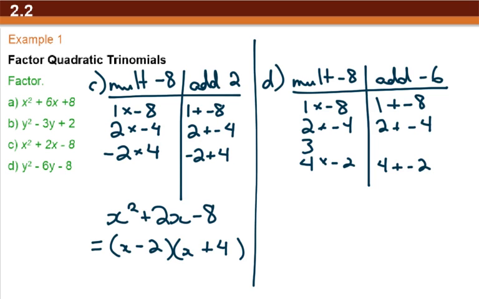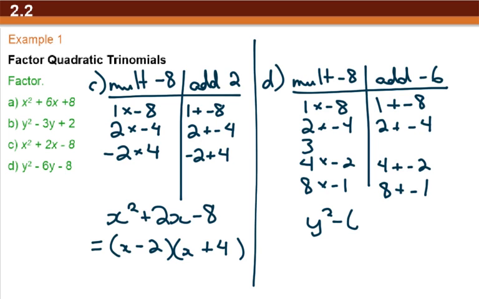Again, it doesn't work. We can skip 5, 6, and 7 as well because none of those multiplied by a whole number would get us to 8. So the last option is 8, and 8 times negative 1 gives us negative 8. Check what 8 plus negative 1 gives us: 7. So we've gone through this whole process. We haven't found a number combination that actually works out. That will happen from time to time. Some of these trinomials are not factorable.